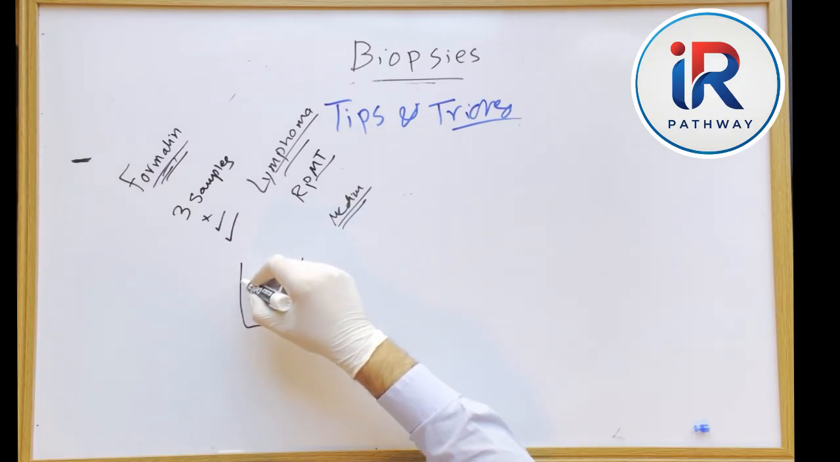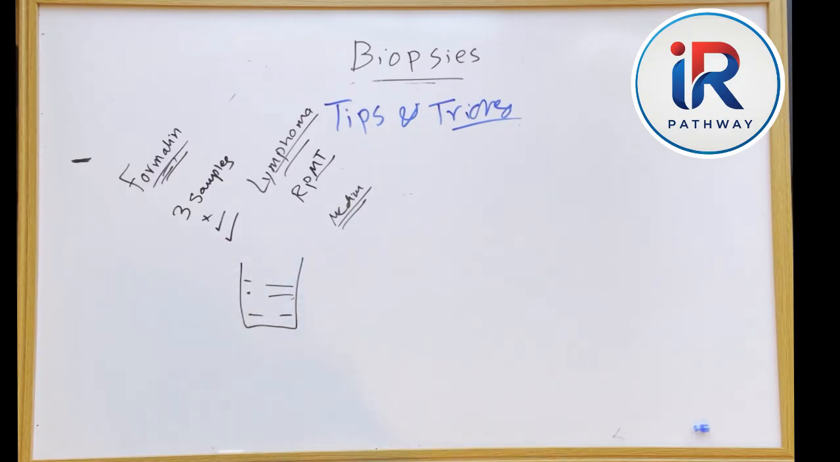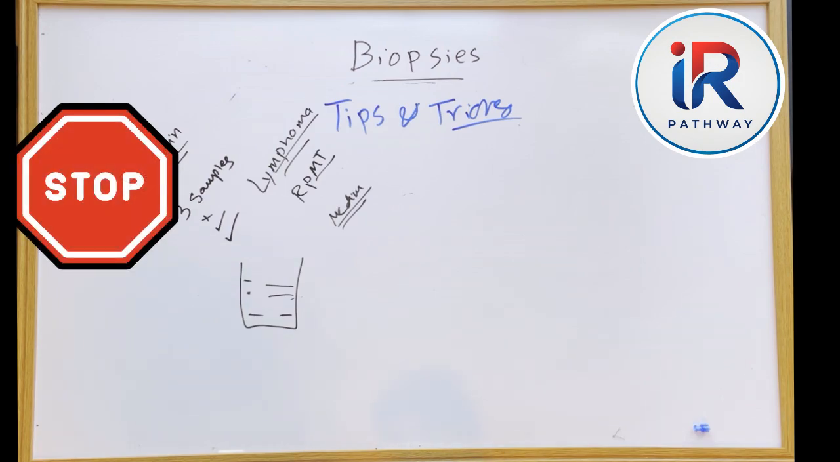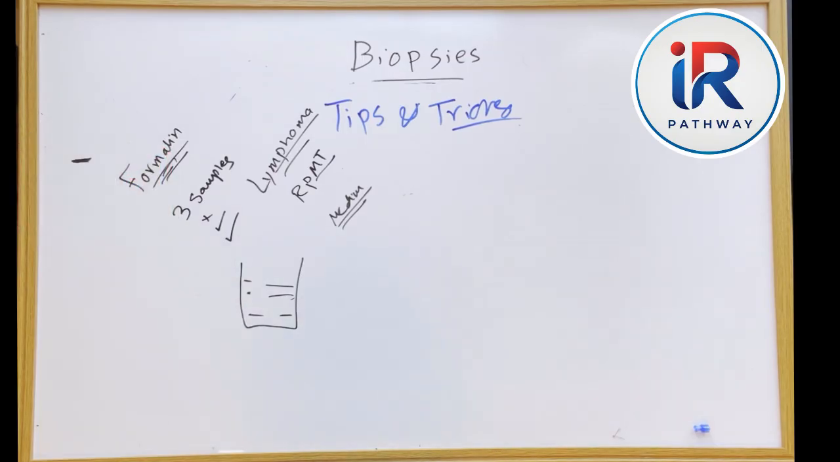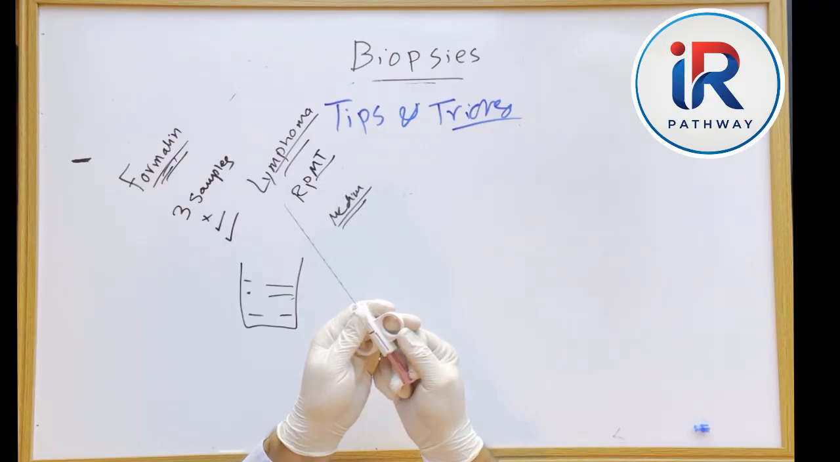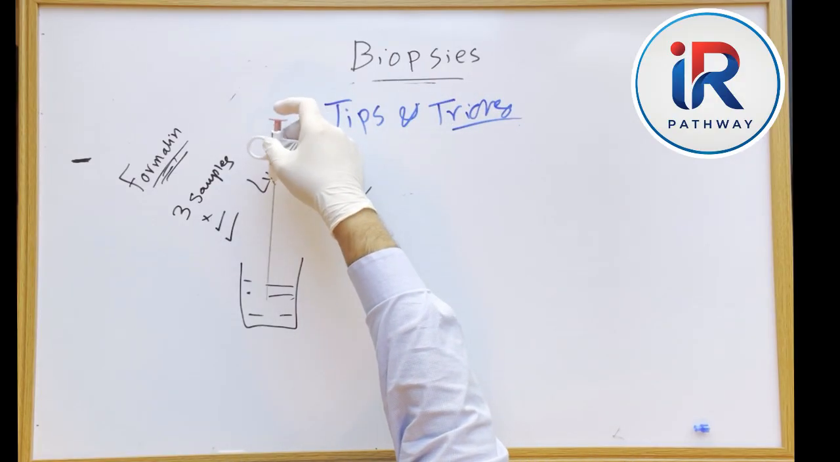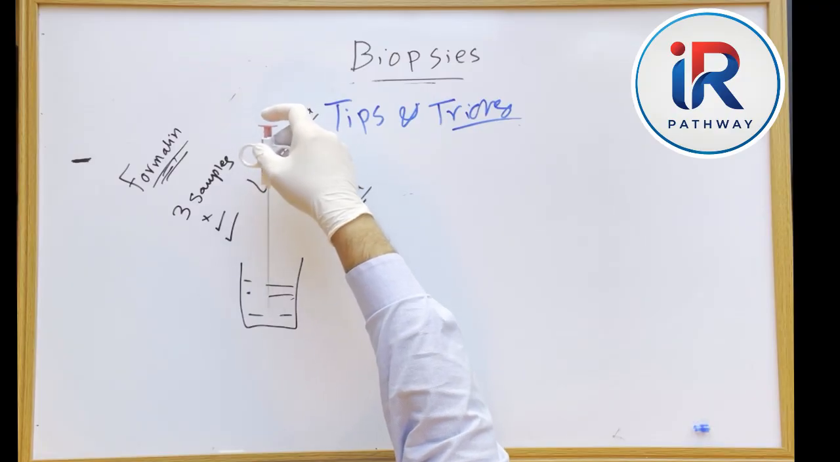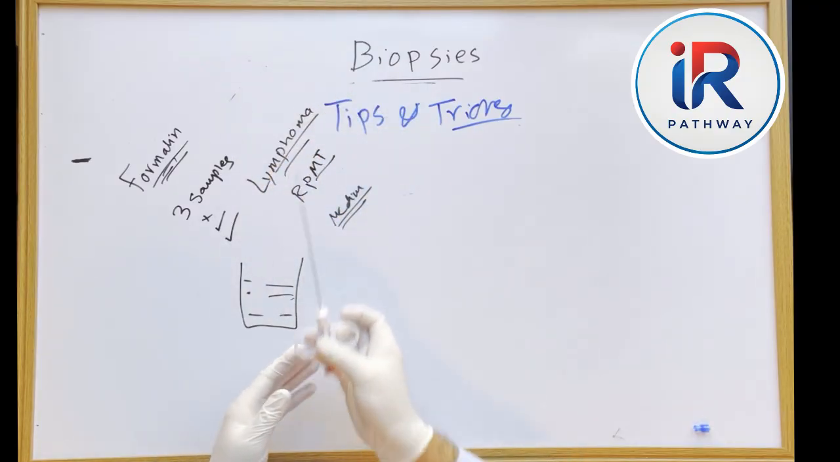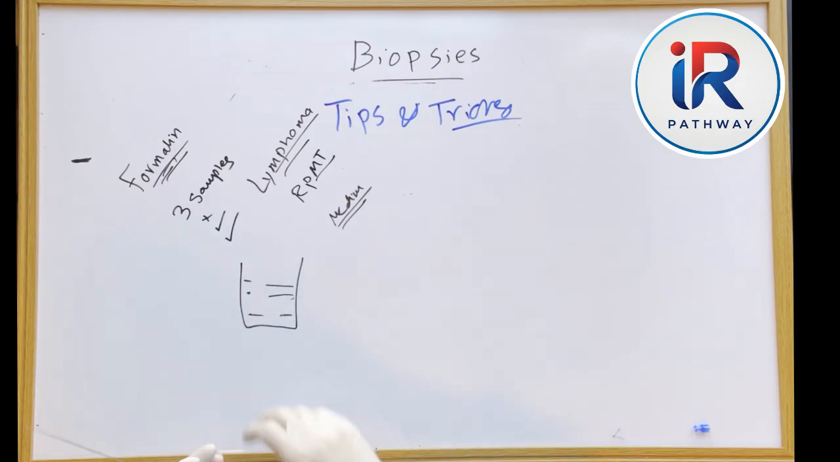Formalin is usually kept in a cup like this. A very important point is that the tip of the needle should never touch the formalin and then be reinserted in the patient. In other words, if you have obtained a good sample, you should never use the needle to wash out the specimen into formalin like this and then reinsert it back into the patient. Because formalin is a very irritating agent, doing that can lead to infection and sometimes even tissue necrosis.